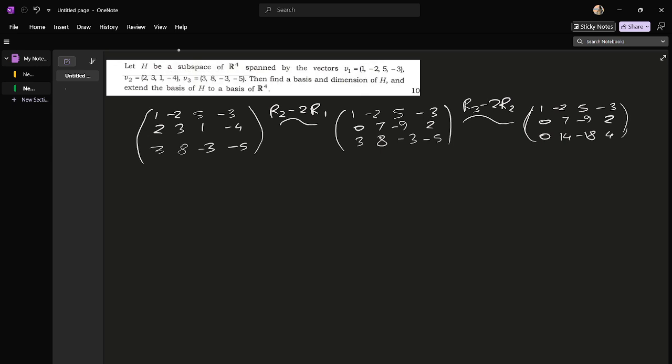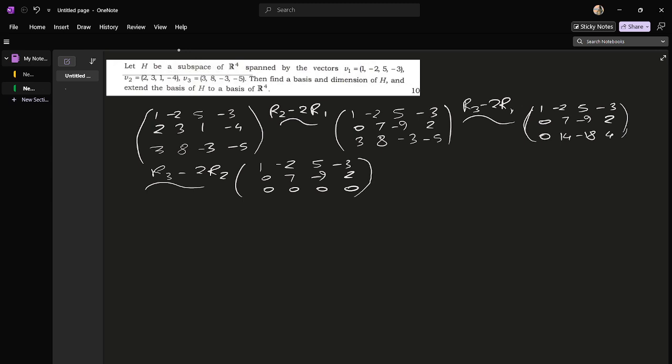Okay, now again we are doing R3 minus 2R1. Sorry, that was a typo, it will be R3 minus 2R2. Then we get the first row will remain the same, 1, minus 2, 5, minus 3, and the second row will be 0, 7, minus 9 and 2, and the last row will be 0, 0, 0, 0.